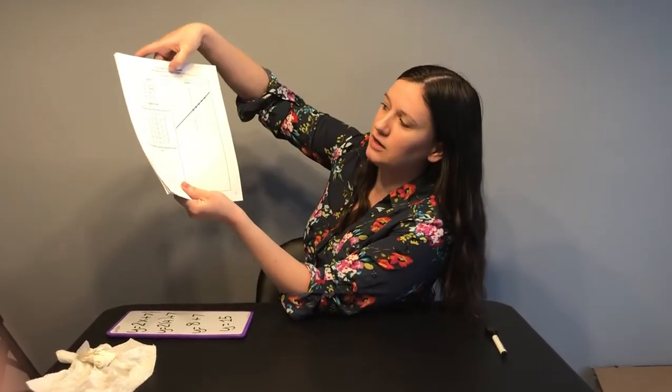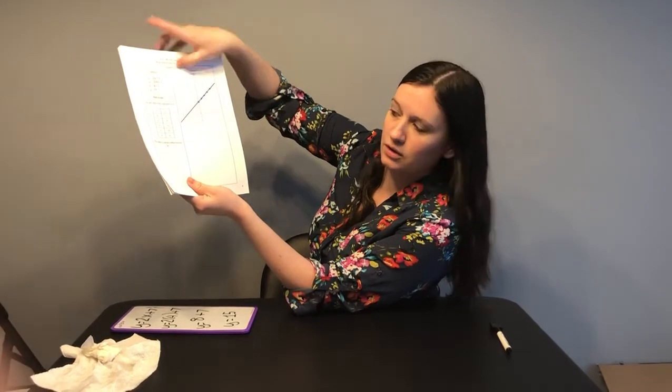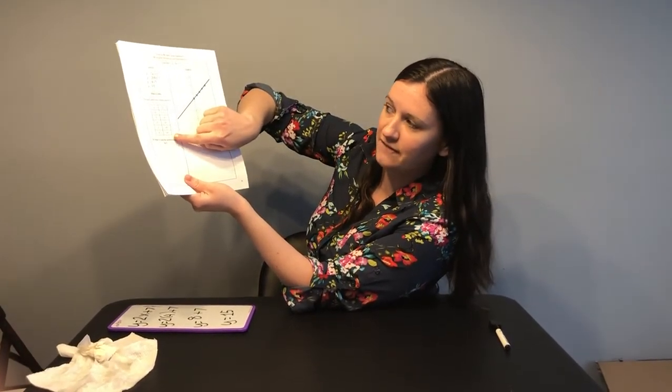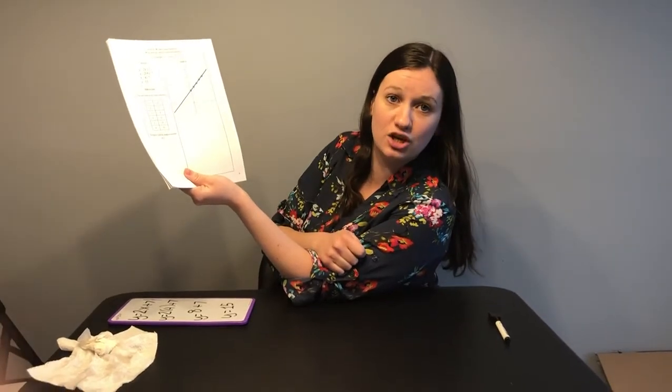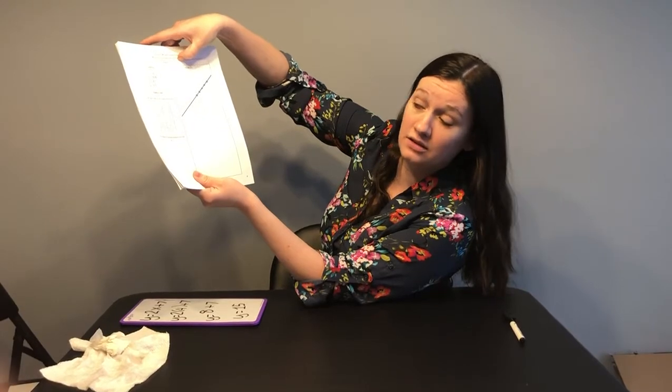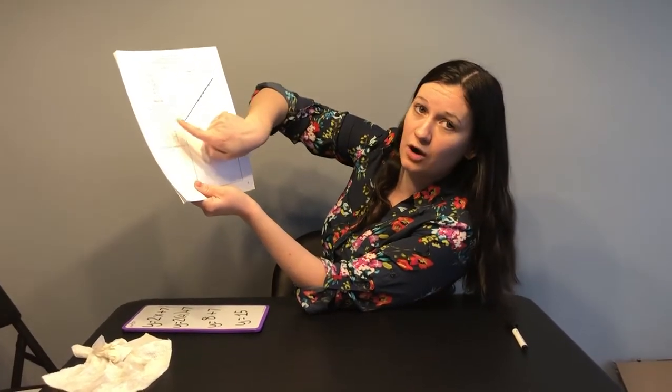Now, also look, the slope is 2. And look, 7, 9, 11, 13, 15, they go up by 2. Also, the y-intercept is 7. So when x equals 0, y equals 7.